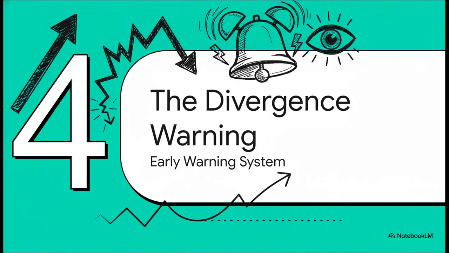But here's the thing. The real power of the VPT is its ability to act like an early warning system. Seriously. It can spot trouble brewing long before it's obvious just by looking at the price. This critical signal is called divergence, and believe me, it can be an absolute game changer.